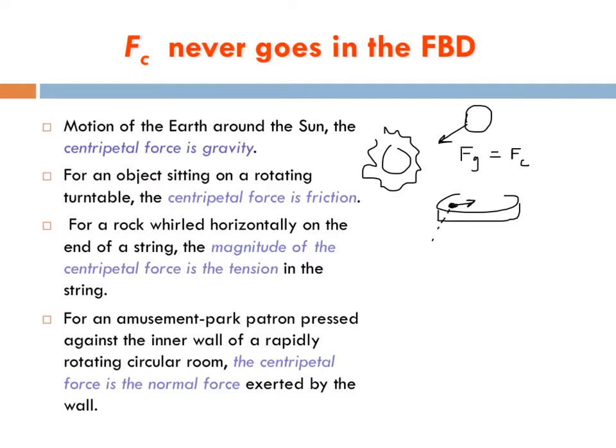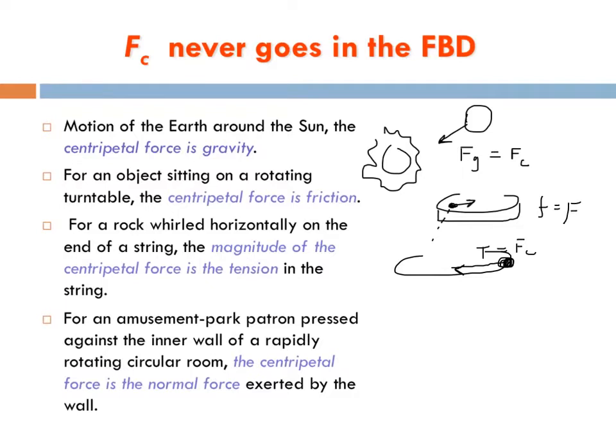For a situation where you have a rock whirled horizontally on the end of a string, then tension is what's creating our centripetal force. So tension is our centripetal force here. Friction was our centripetal force here.